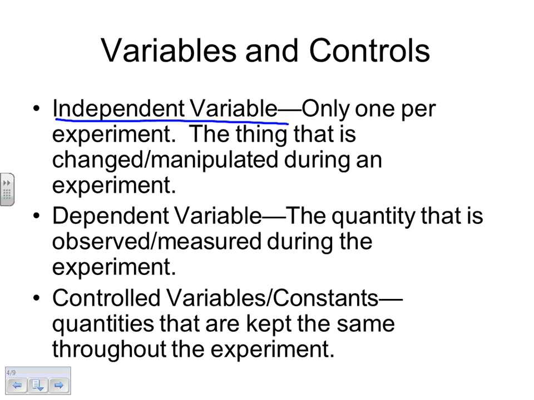How many independent variables do you want in an experiment? Just one, right? Because if you have more than one independent variable, do you know what caused your dependent variable to change? You don't know. You don't know which one it is. So you always control things. You control everything except for that one thing you're trying to test, that one independent variable. Everything else needs to be held constant.